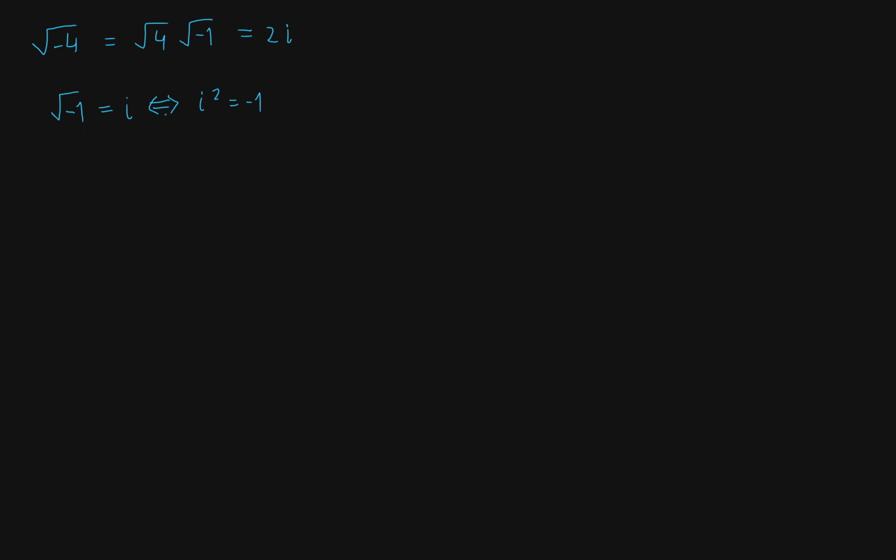Complex numbers are when you combine imaginary numbers and real numbers in a type of sum where it's basically z is equal to a plus bi. And so this is the real part and this is the imaginary part.